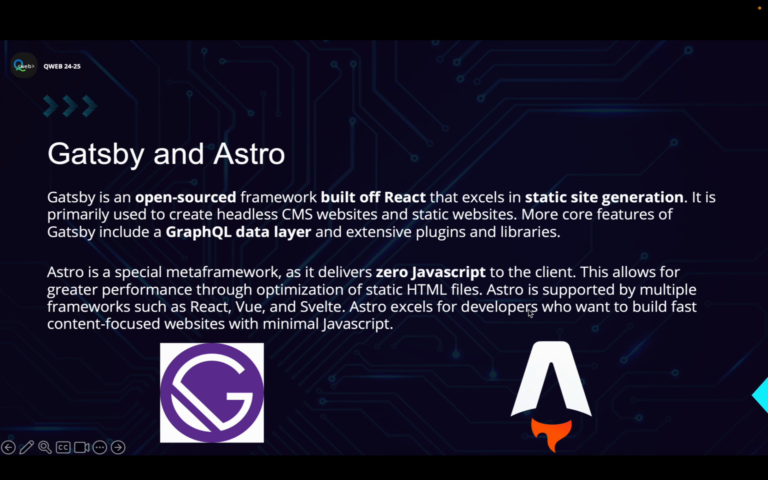Astro allows you to build websites with React components, Vue components, Angular components, well, maybe not Angular components, but Svelte components. And even though it looks like they are components, they eventually get compiled into regular HTML, CSS, JavaScript. So if you want to write a website that's just content, these are very powerful tools to use.